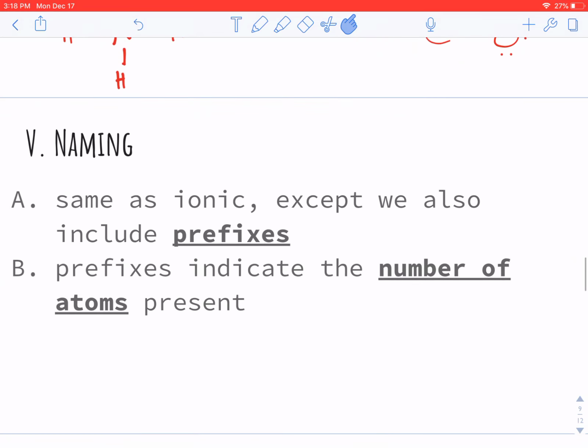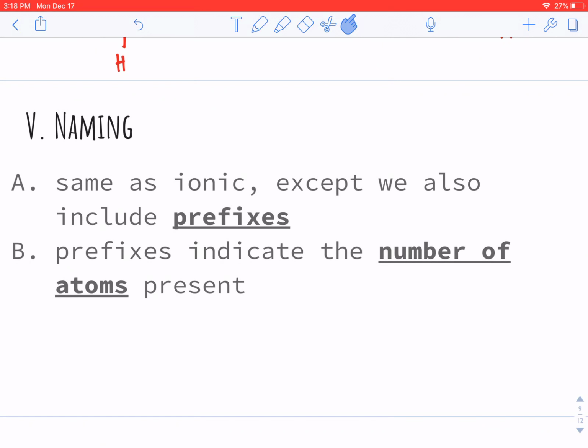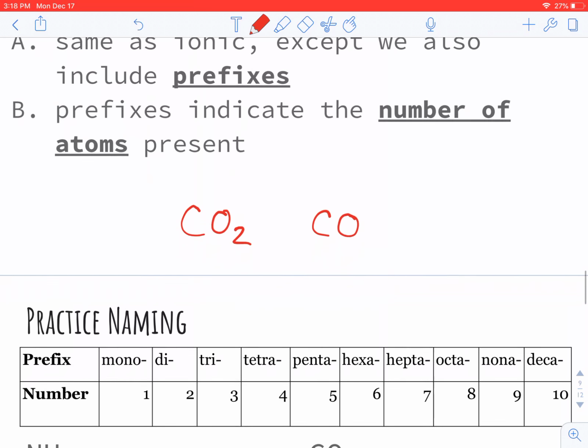Next thing we're going to talk about is how to name covalent compounds. So we do it the same way as the ionic compound, where the first element keeps its name, and the second element gets an "ide" ending. However, we also have to include prefixes because covalent compounds don't always bond in the same ratio. So for example, you could have carbon and oxygen as CO2, but you can also have carbon and oxygen as just CO. And so you have to use prefixes to indicate that. Your prefixes are right down here. And so we use that to indicate the number of atoms in the molecule.